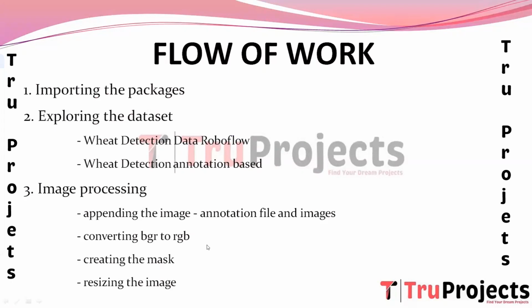This step involves converting the color format of images from BGR, that is blue, green, red, to RGB, that is red, green, blue. This is important as some image libraries and models use RGB while others use BGR. Third, here we have creating the mask. In the context of object detection, a mask typically refers to a binary image that highlights the region of interest. Example, the location of beat objects. Creating masks is crucial for training and evaluating object detection algorithms.